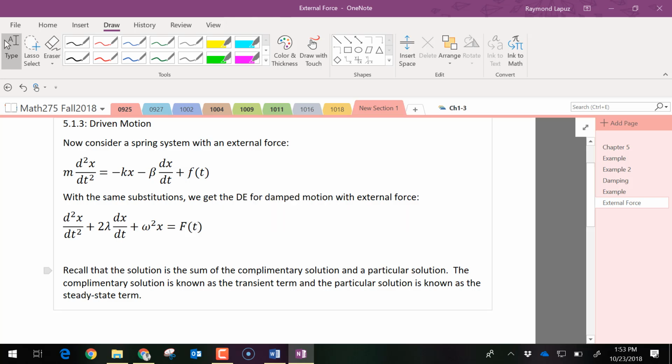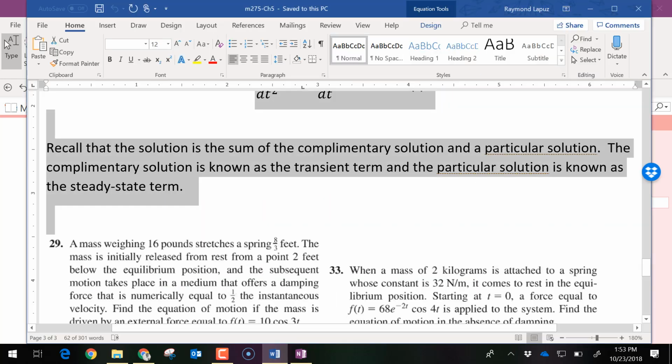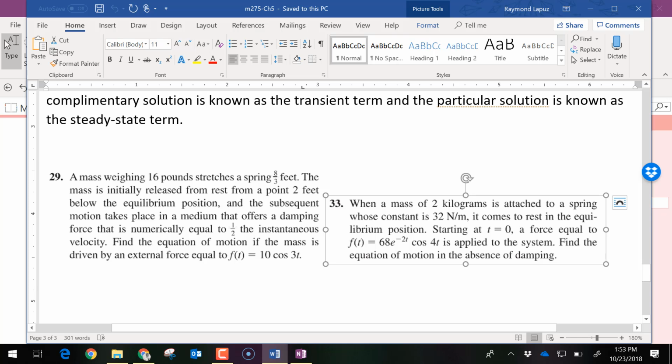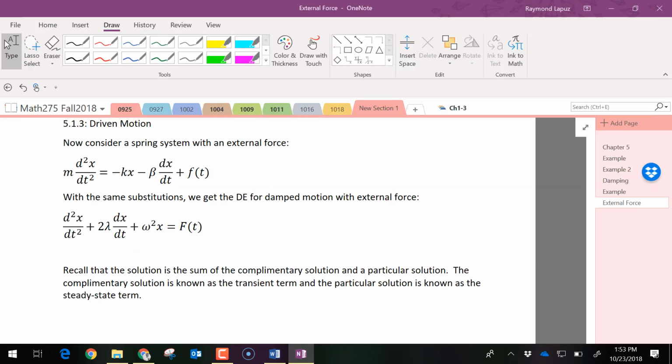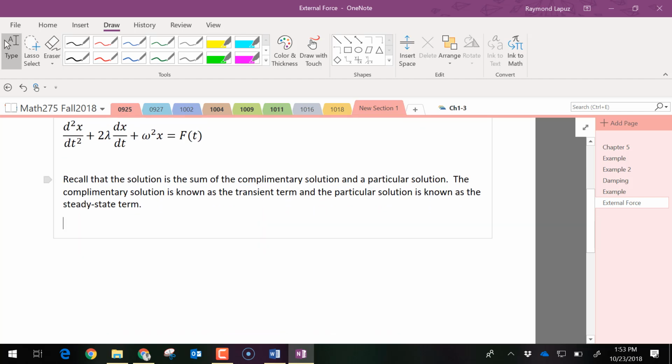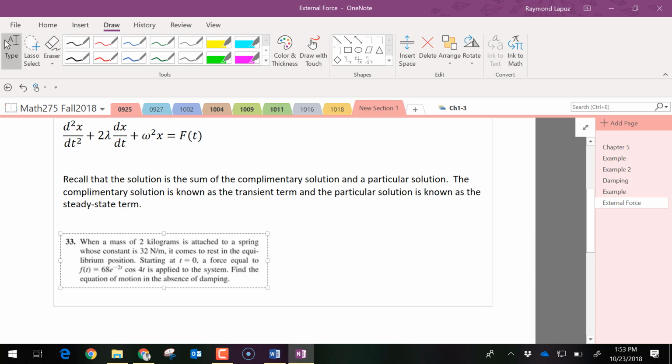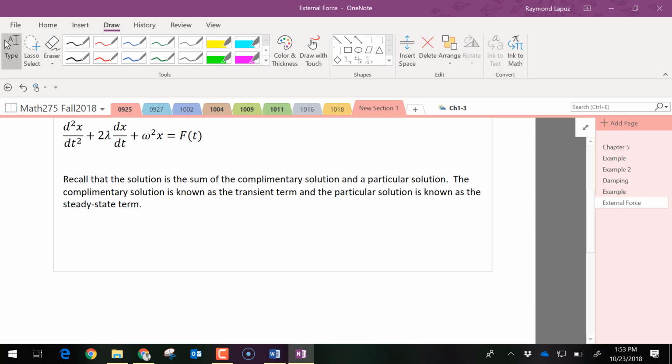All right, let's take a look at an example that we're going to do in 7 minutes. Are we doing feet or meters? We're doing meters. Oh, I need to do this on a new page.